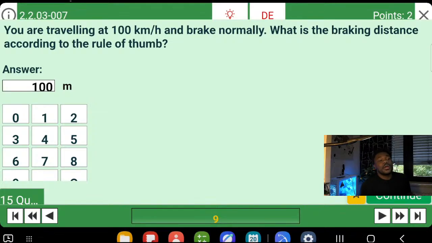Now they tell you here that you are traveling with a speed of 100 kilometers per hour. We simply take 100 divided by 10, times 100 divided by 10. 100 divided by 10 is 10, times another 10. We now have two tens on both sides with a multiplication sign in the middle. We take 10 times 10, which gives us 100.